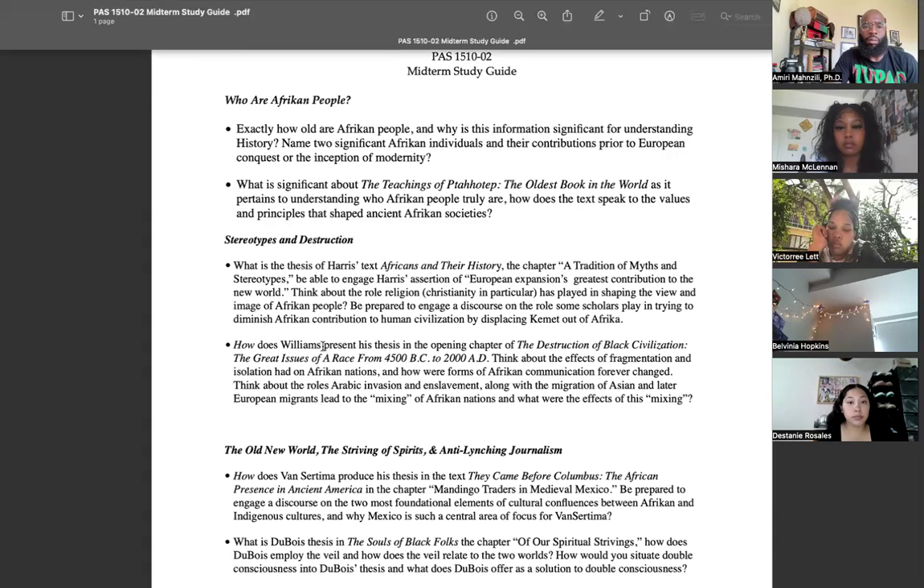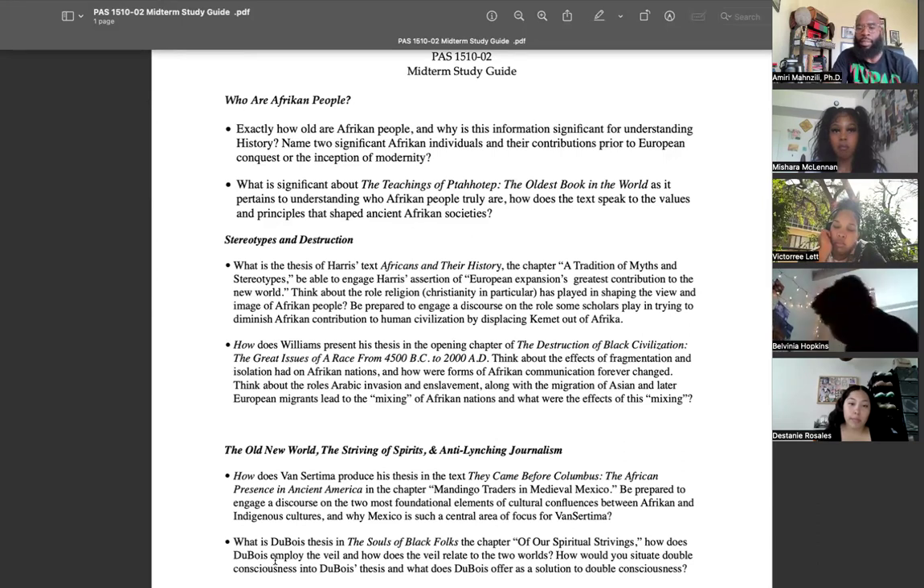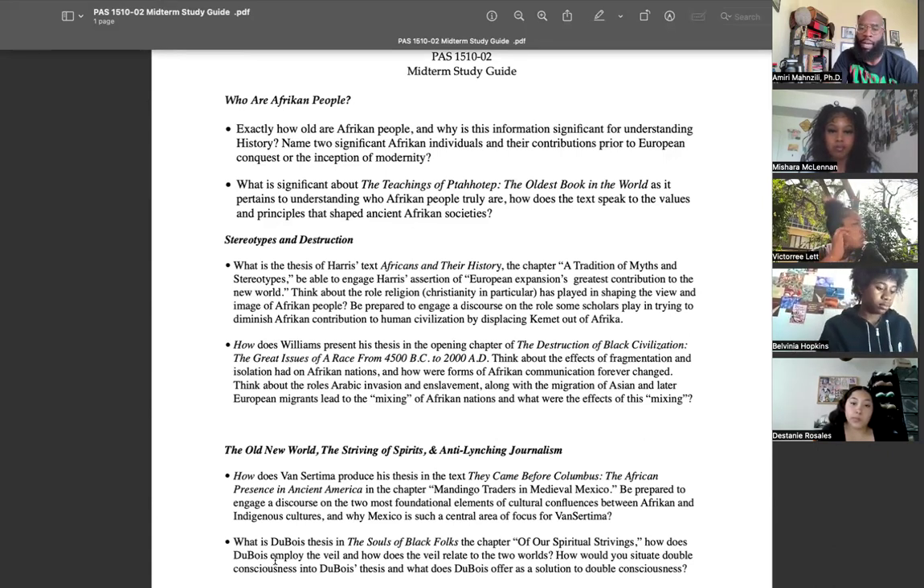Okay. So looking at this bullet point here dealing with the destruction of Black civilization, how does Williams present his thesis in the opening chapter of Destruction of Black Civilization? Think about the effects of fragmentation and isolation had on African nations, and how were forms of African communication forever changed. Think about the roles the Arabic invasion and enslavement, along with the migration of Asian and later European migrants, led to the mixing of African nations, and what were the effects of this mixing.